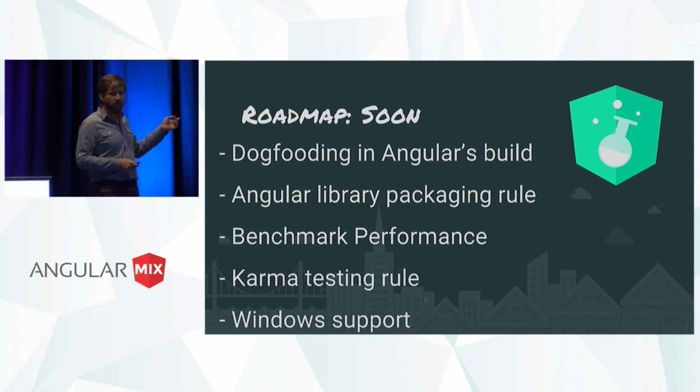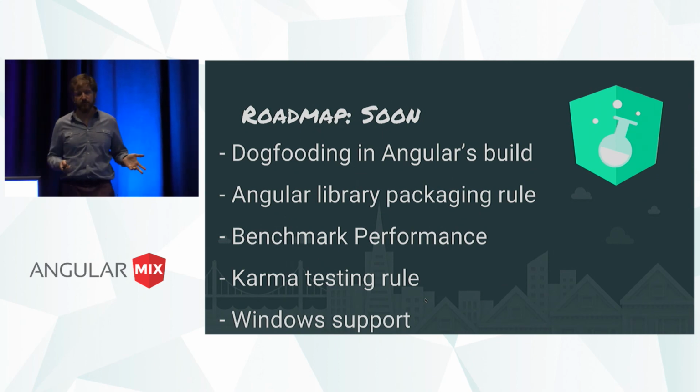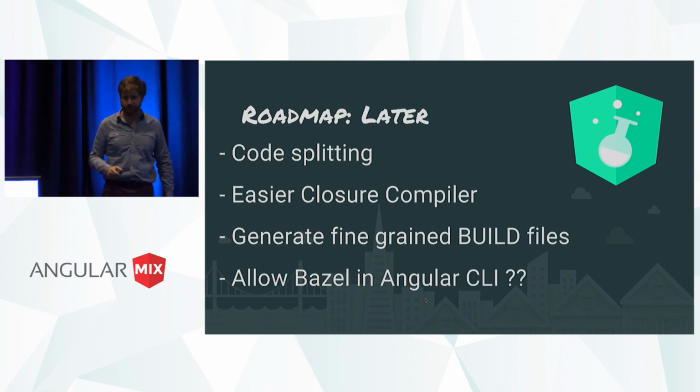We need to do more benchmarking of the performance and try to improve the performance. We need to cover more of the ecosystem. So we need a rule to do testing with Karma. Windows support is underway, and part of this stuff is now working on Windows. We have a CI for it. We just haven't finished rolling it out to the whole demo.